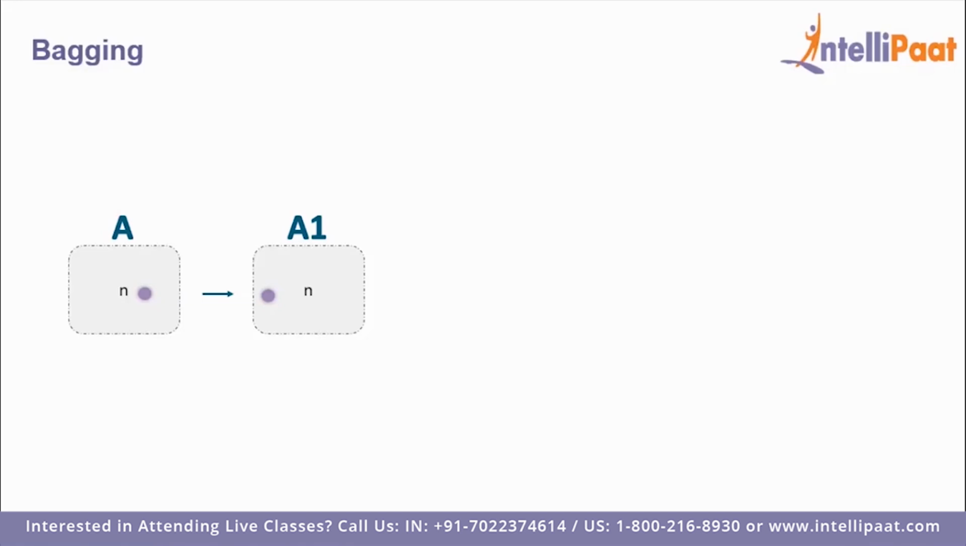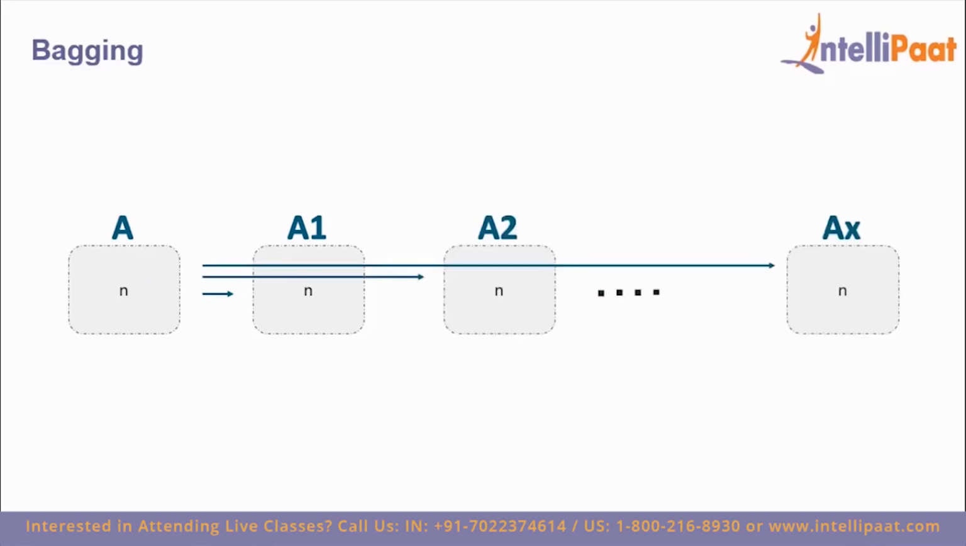What you need to keep in mind is that out of these n records in A1, some of them might have come twice, thrice, or even several times over, while some records from A might not have made it at all to A1. So I've created A1 like this, okay? And then I'll go ahead and create multiple datasets the same way. So I have A1, A2, A3 till AX. And each of these has the same number of records as A.